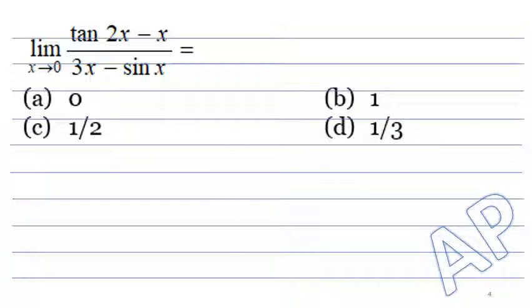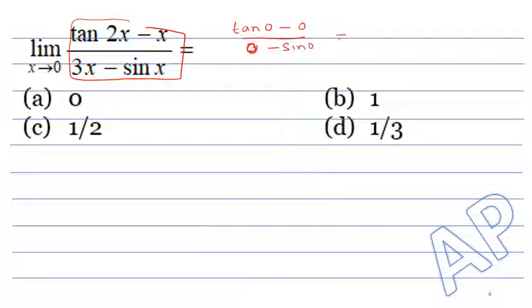Limit as x approaches 0 of tan 2x minus x by 3x minus sin x. Here also we can solve this problem in two ways. Let us see both the methods. First, let me put x equals 0, that is I will apply the limit, so that you will get tan 0 minus 0 by 3 into 0 minus sin 0, which is 0 by 0. So we can apply L'Hopital's rule here also.